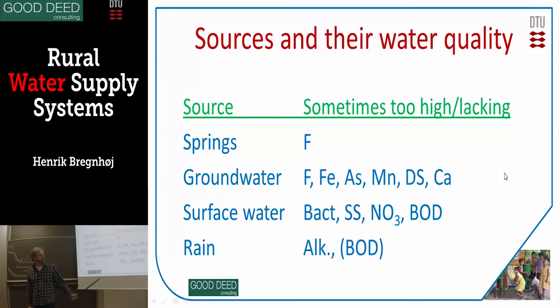Nitrate, BOD is organic matter. And then the rain is typically not so much of a problem. But the alkalinity may be a problem, as we said, the problem with the soap. BOD may be a problem if the roof is dirty, you can also get some organic things into that. So it's quite different problems you find, especially between surface water and groundwater. And they have to be treated in different ways.